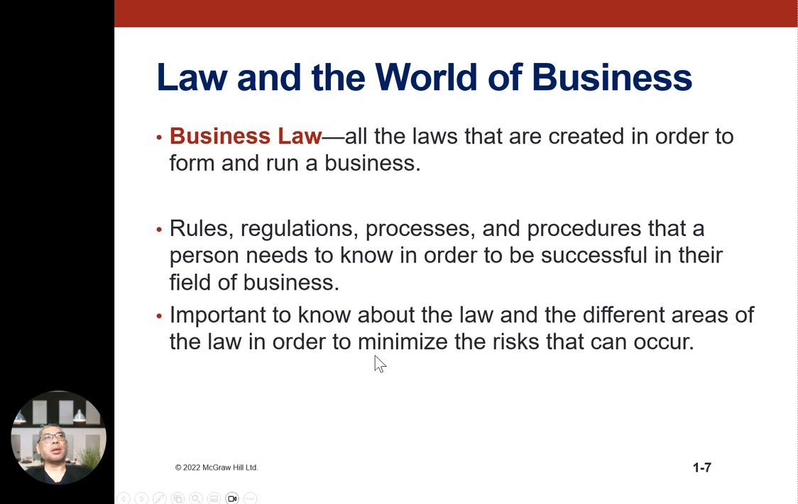In terms of business law, this is all the laws that are created in order to form and run a business. It is the rules, regulations, processes, and procedures that a person needs to know in order to be successful in their field of business. It is important to know about the law and the different areas of the law in order to minimize the risk that can occur.